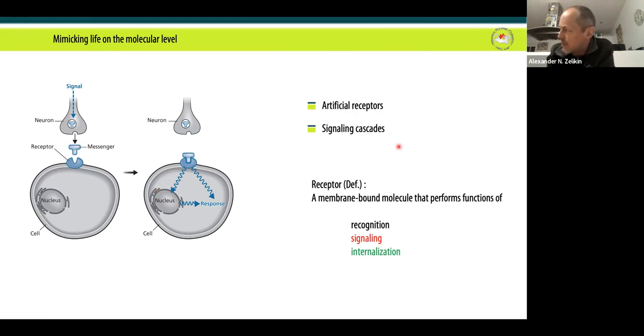With regards to the word receptor, I really wish that the inventors of the English language came up with a few words that have different meanings. But unfortunately, the same word, receptor, means many different things and refers to many different molecules. The unifying common denominator is that all of these molecules are membrane bound, and they perform different functions such as recognition, signaling, internalization. So if I could, I'd name signaling receptors and internalizing receptors with two different words, because they're very different, but we're not at liberty to do that now.